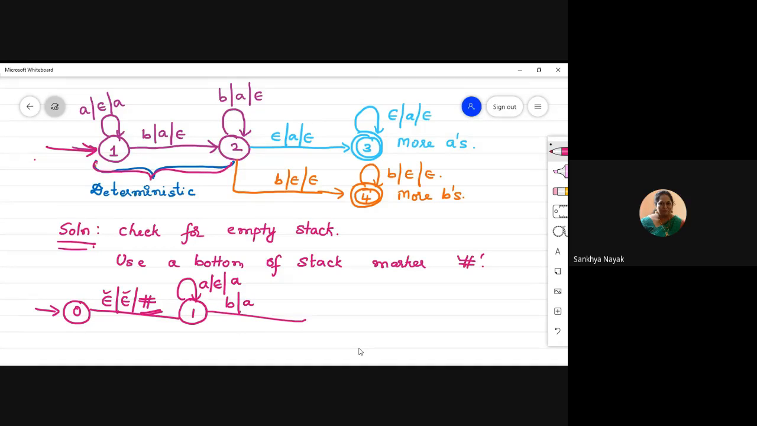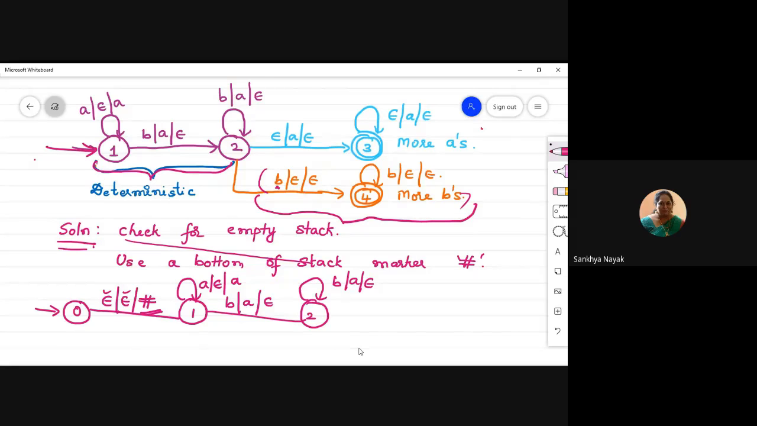Whenever you see B the first time and you have A in the stack, pop and change the state to 2. Similarly, whenever you see B and you have A in the stack, pop it. So this will not change. Now what path will change? The path that will change is this part. Why? Because this is the path where you have B, the A's are over in the stack, and you still have B, isn't it? So the solution that we are using, check for empty stack, will change only this part, not this. This is the second solution.